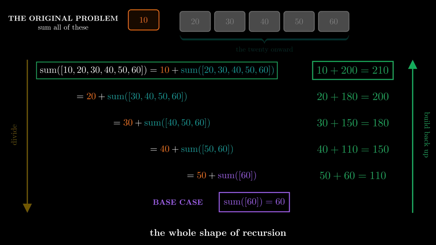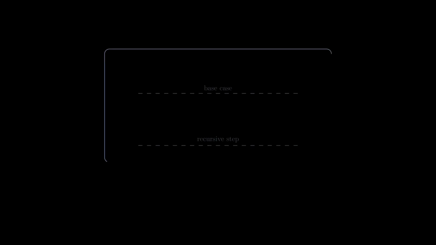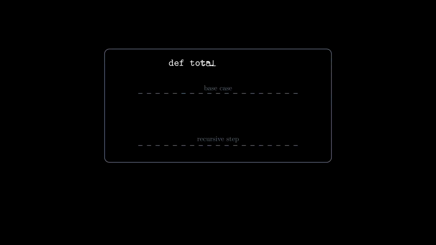That is the whole shape of recursion. Divide all the way down to the base case, then build the result back up. Now we write it in pieces. The function is called total recur. It takes in a list L and recursively figures out the sum of all its elements.